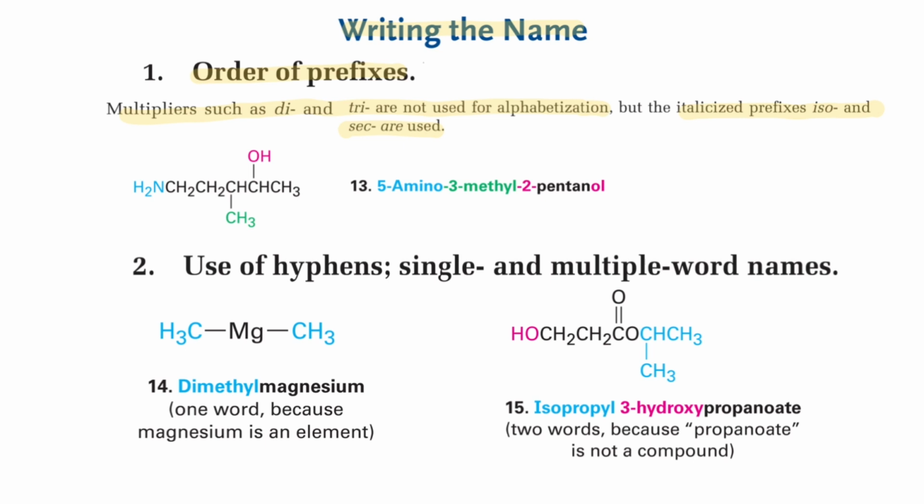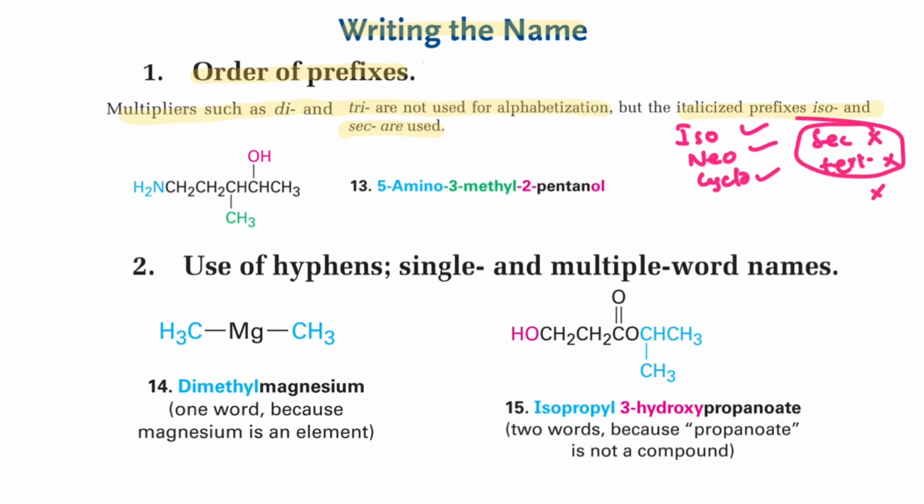But in some books it is mentioned like this: iso, neo, cyclo are used in alphabetical order. Secondary, tertiary are not used. So according to our textbook, the CBSE NCERT textbook, they are not used. So you follow that.